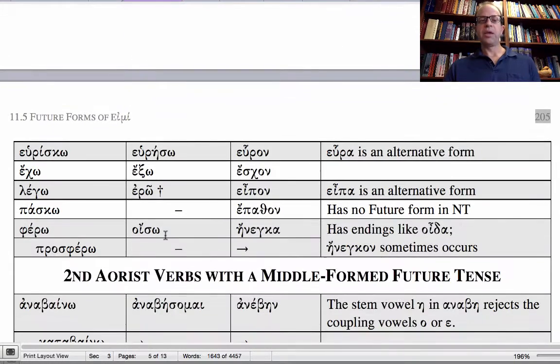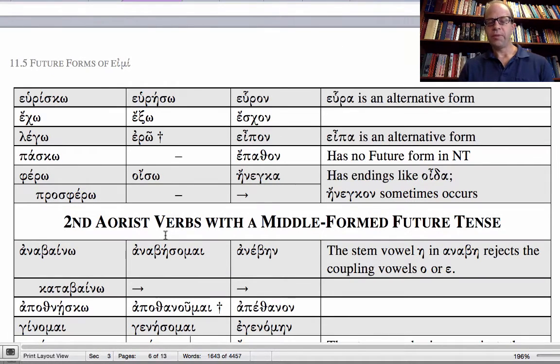For example, heurisko is a second aorist verb that will sometimes show an ending formation that is close to a first aorist. That is, it's going to use alpha endings at times. Now the sigma is dropped off because this is a liquid. So that's something that we'll talk about with liquid verbs in the second half of the textbook.